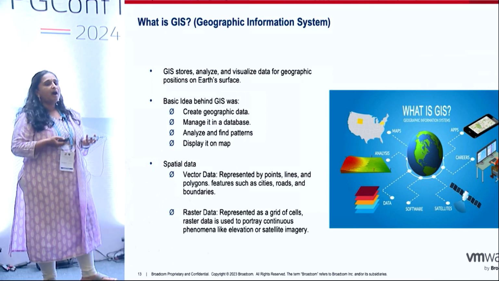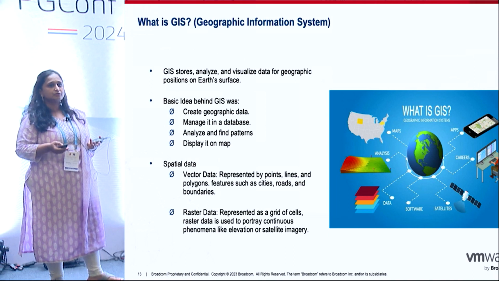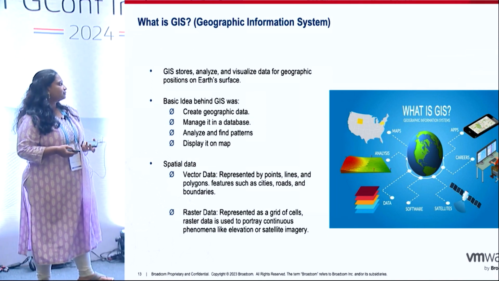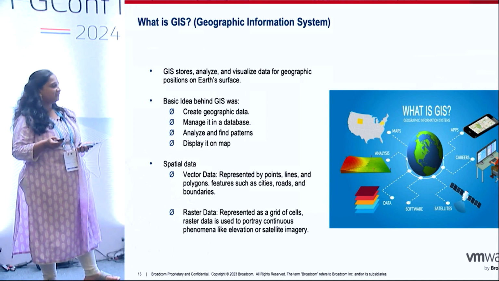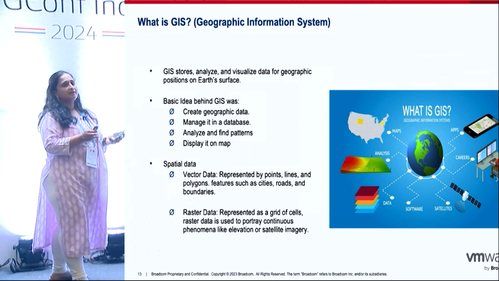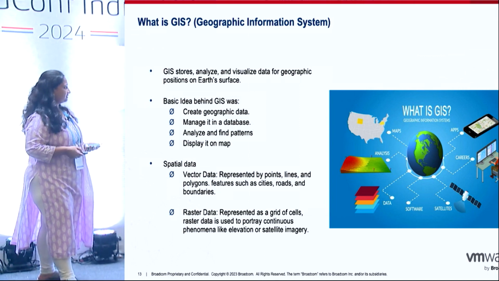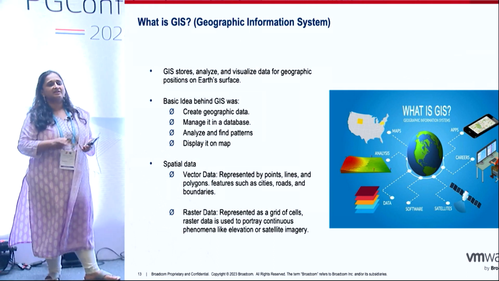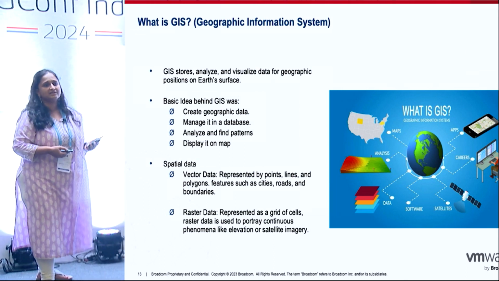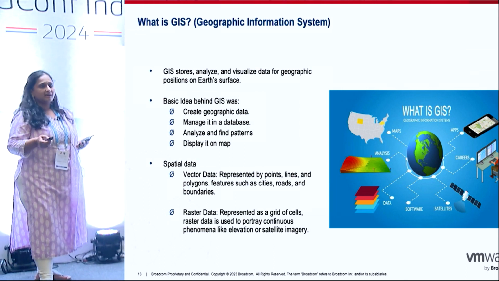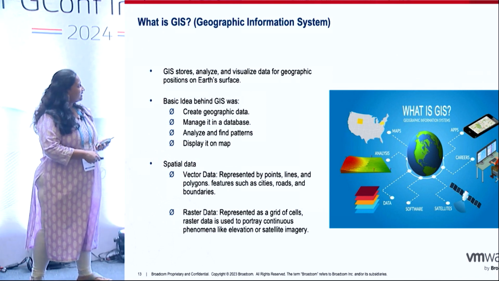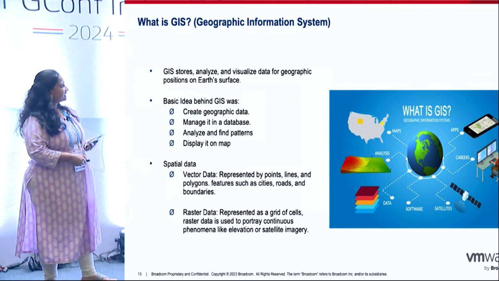But how does GIS store this data? It stores this data in the form of vectors and rasters. Vectors are represented by points, lines, and polygons, which can be used to represent city roads, boundaries, etc. Raster data is represented by squares or rectangles, or pixels, and you have a value associated with each one. That is raster data. Rakesh is going to talk in depth about vector and raster data, so I hope this gives a basic idea.